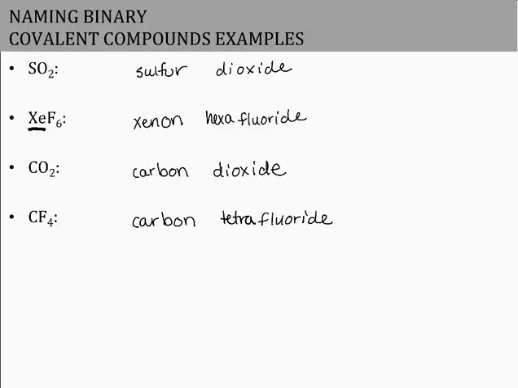Usually we only have 1 through 6 of any element in a compound. It's very rare that we're going to see 8 of something or 9 of something or 10 of something. So I still would want you to know all of those prefixes, but the most common ones are the first 6 approximately.